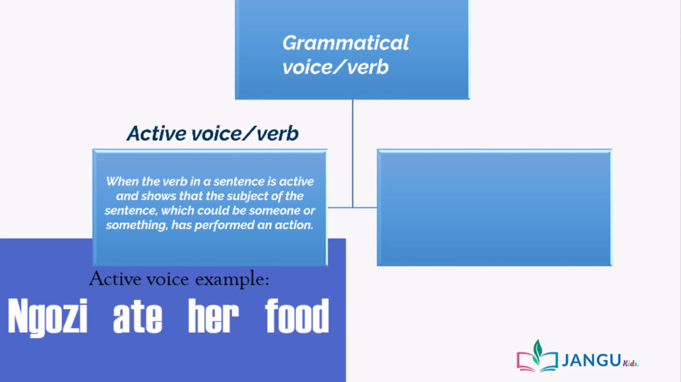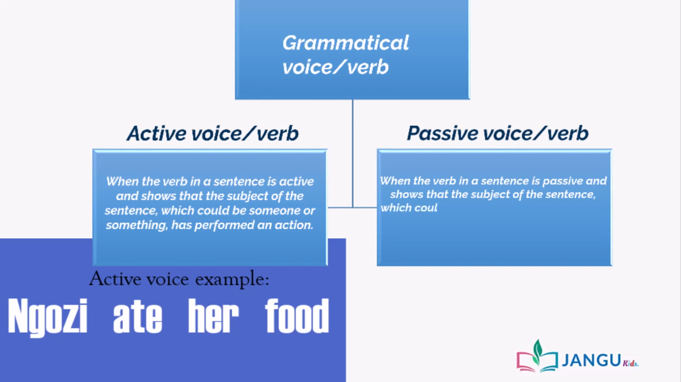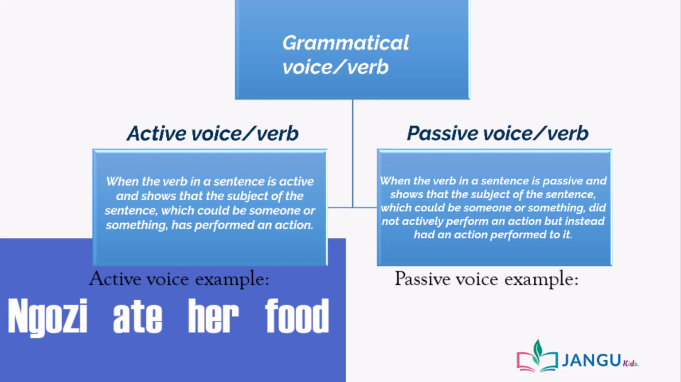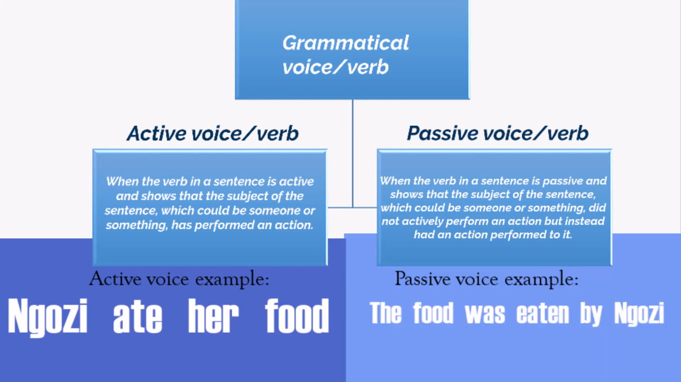2. Passive voice. Unlike the active voice, it is when the verb in a sentence is passive and shows that the subject of the sentence, which could be someone or something, did not actively perform an action, but instead had an action performed to it. For example, in this passive sentence, the food was eaten by Ngozi. You can see that the subject of the sentence, Ngozi, comes after the verb eaten. Therefore, it can be said that the subject of the sentence is having the action done to it.